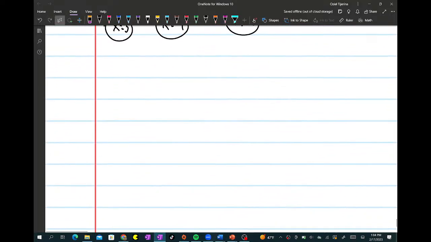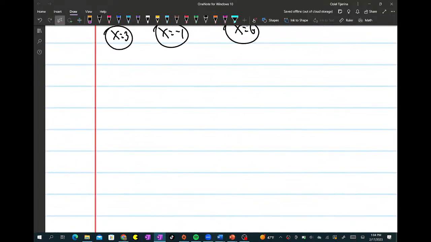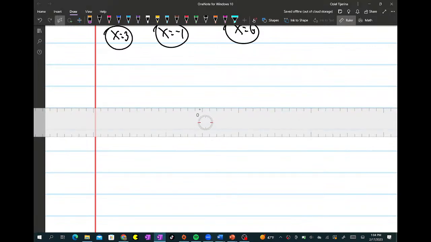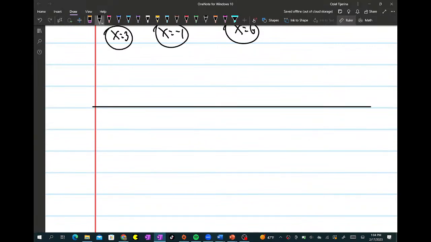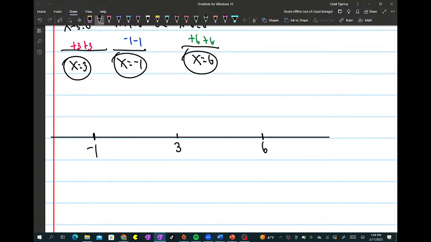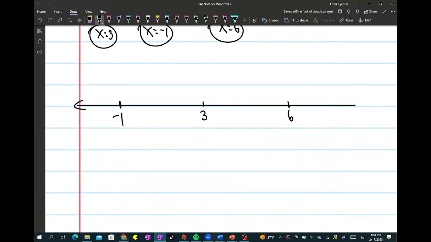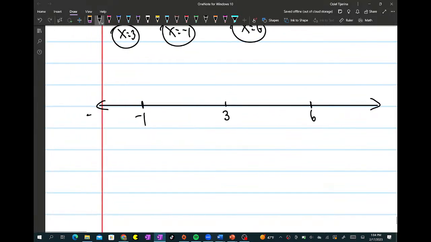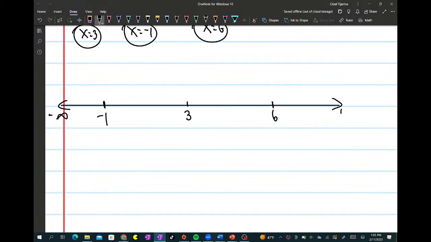The next thing we're going to do is draw a number line, and we're going to include those 3 numbers. The least number, the first number we put, is -1. We also have a 3, so we can put a 3 right here, and we also have a 6. And again, make sure that you put your negative infinity and your positive infinity.